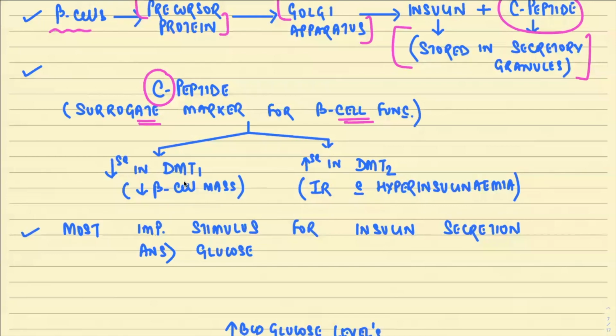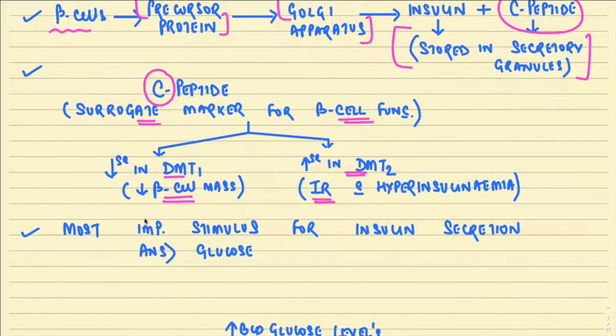So the levels of C-peptides are reduced in diabetes mellitus type 1 because of reduced beta cell mass, whereas the levels of C-peptides are increased in diabetes mellitus type 2. Why is it increased? Because of insulin resistance and hyperinsulinemia. Is this very clear to everyone?